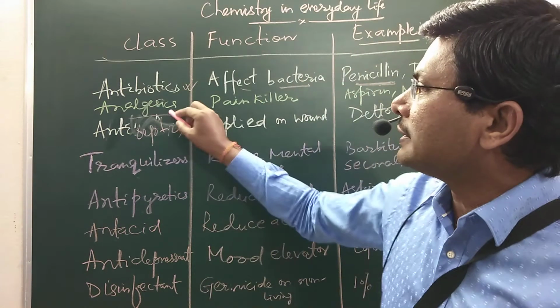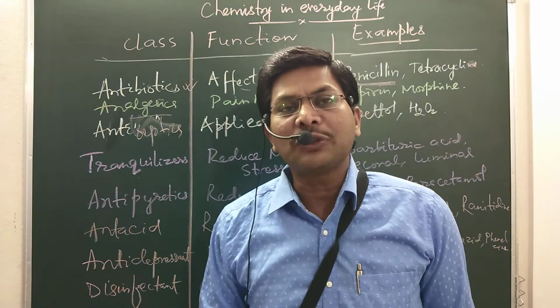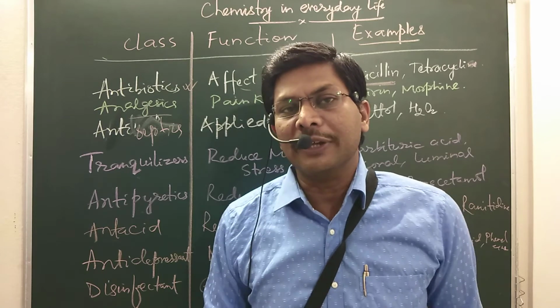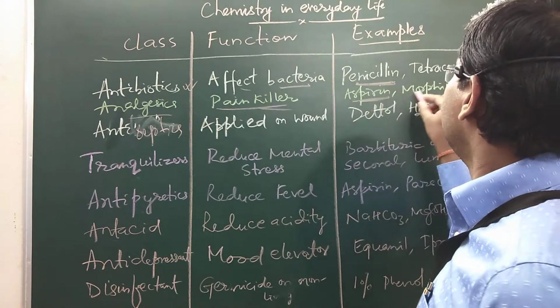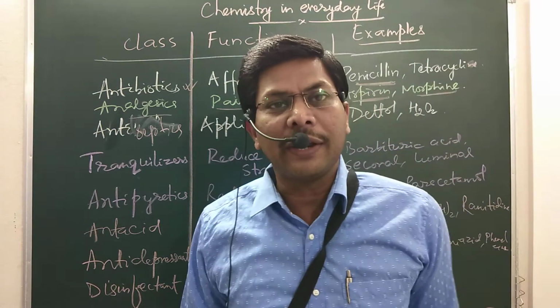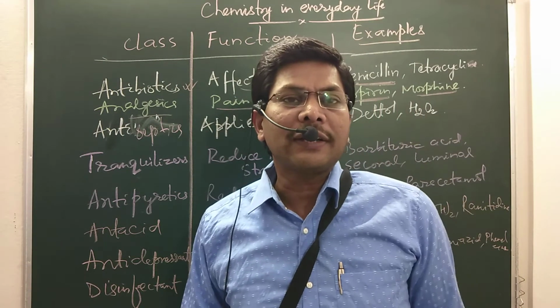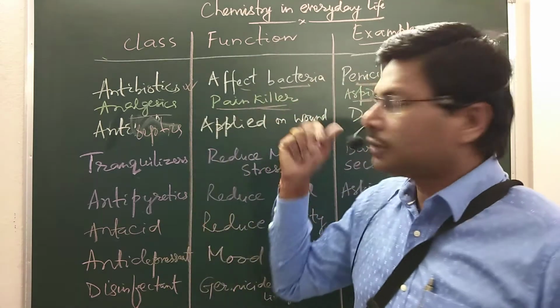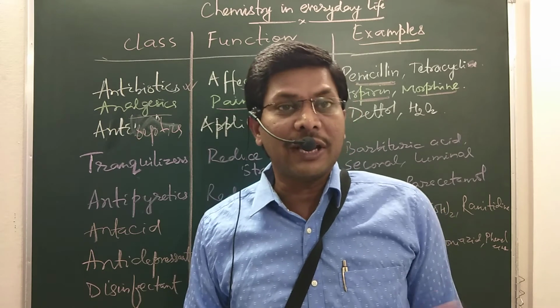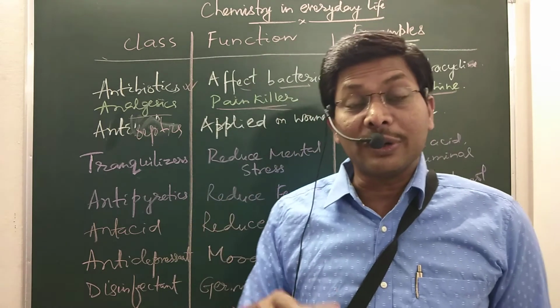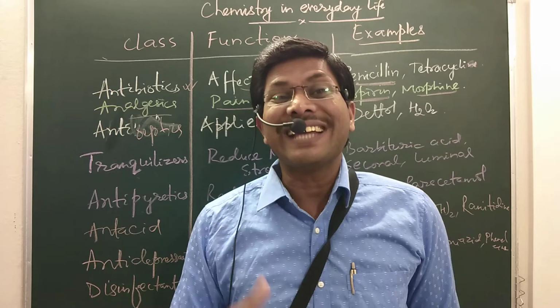Now coming to analgesics. Analgesics are drugs which reduce or abolish pain, जो दर्द को खत्म कर दे. So they are painkillers. Examples: aspirin, morphine, codeine, heroin. Morphine is taken in severe cases like terminal cancer, during childbirth or during a major accident. And morphine is addictive in nature.